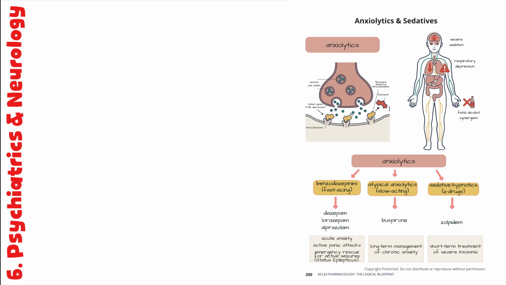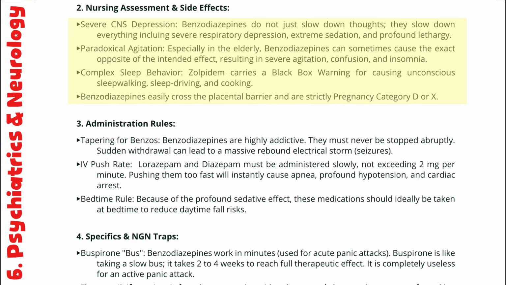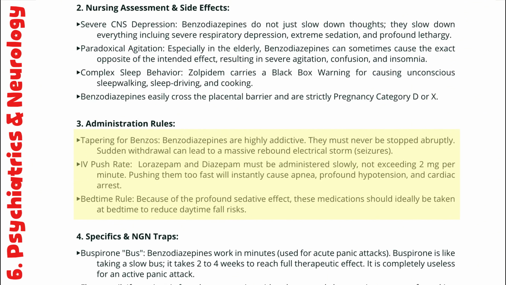Next, anxiolytics and sedatives. Benzodiazepines amplify GABA, an aggressive chemical brake pedal on the whole nervous system. Buspirone works completely differently, binding serotonin and dopamine receptors slowly without any CNS depression. Watch for severe respiratory depression and sedation, and for paradoxical agitation in the elderly, where a sedative makes them combative instead of calm. Zolpidem carries a black box for sleepwalking and sleep driving, and this entire class is category D or X in pregnancy. Never taper a benzodiazepine abruptly.